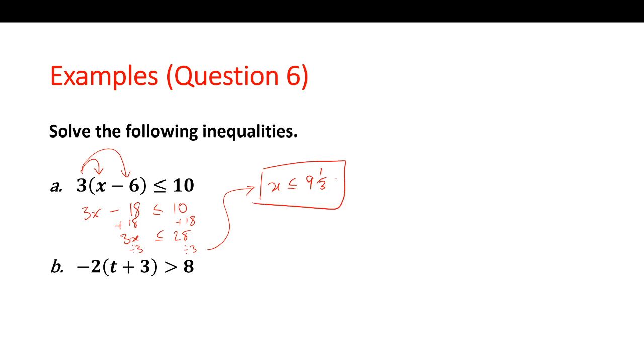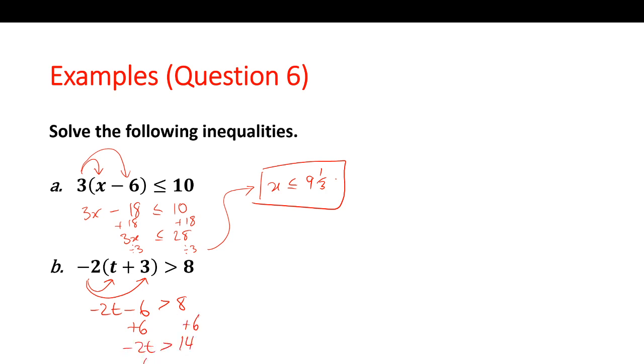Now our next bit, we're going to multiply everything by -2. So we multiply this, and this, and then multiply this through to get -2t. Now minus 2 times 3 is equal to -6, and that needs to be greater than or equal to 8. The opposite of minus 6 is plus 6, so plus 6 and plus 6, and that gives us -2t is greater than or equal to 8 plus 6, which is 14.